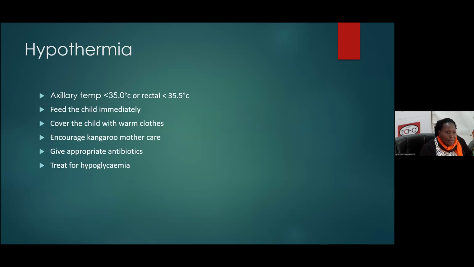So the other thing is hypothermia. Like Dr. Kobel told you, they've lost their fat. Remember, the fat underneath our skin keeps our body warm, and the body functions require a certain temperature to perform adequately. So when you take an axillary temperature, which most of us do, and you find it to be less than 35 degrees, or a rectal temperature of less than 35.5, this child is hypothermic. You need to feed them immediately. You need to give them the F75.